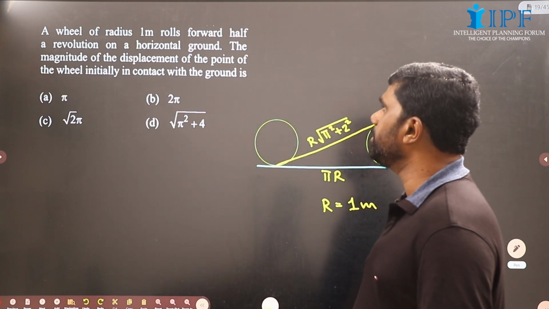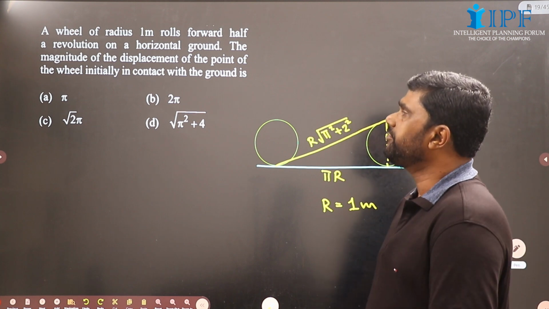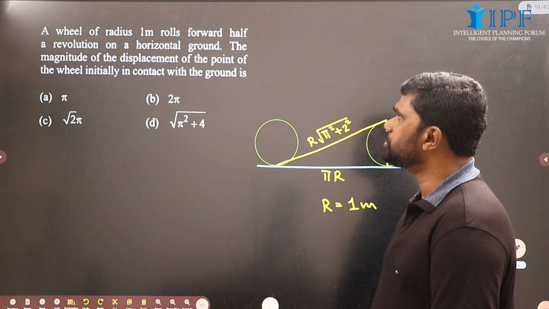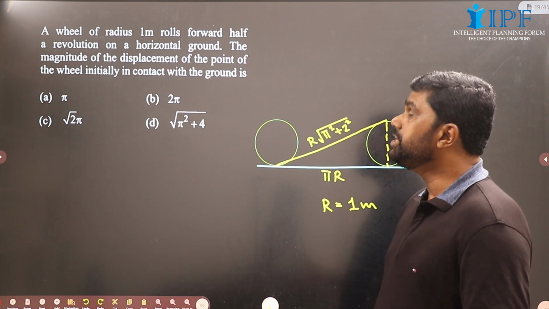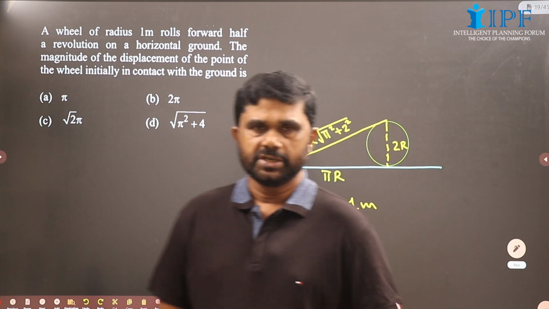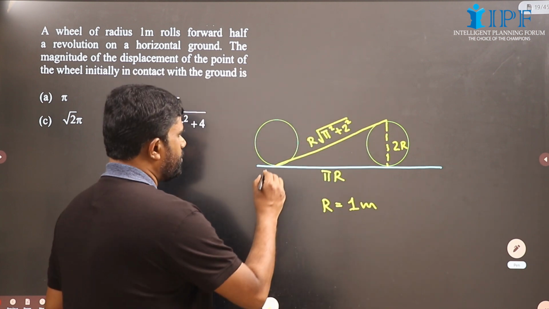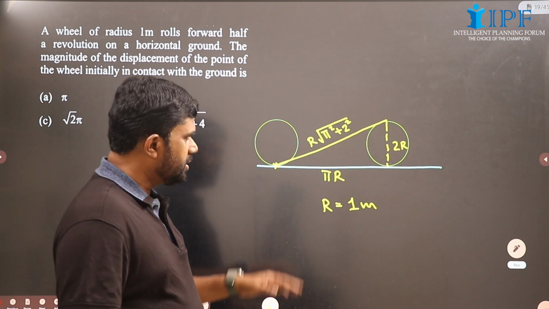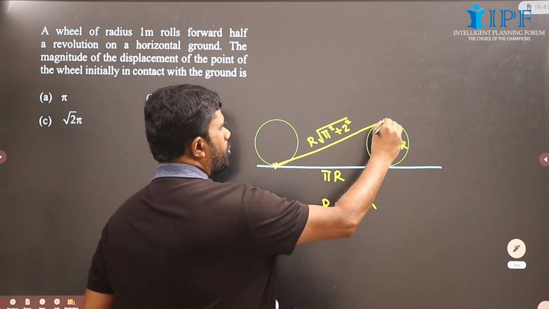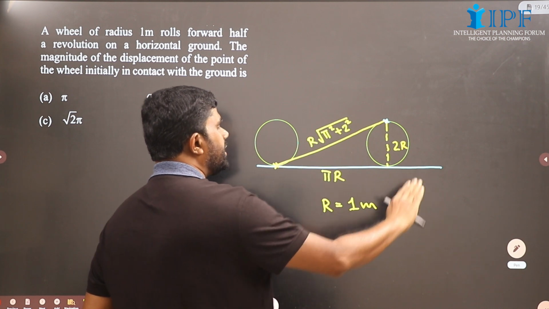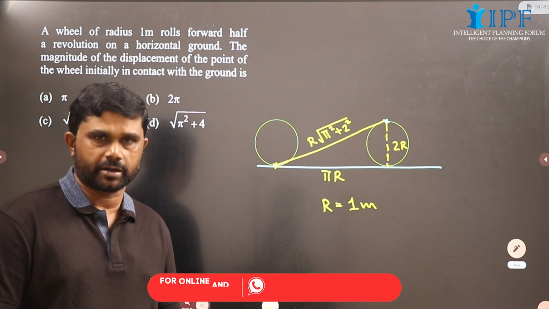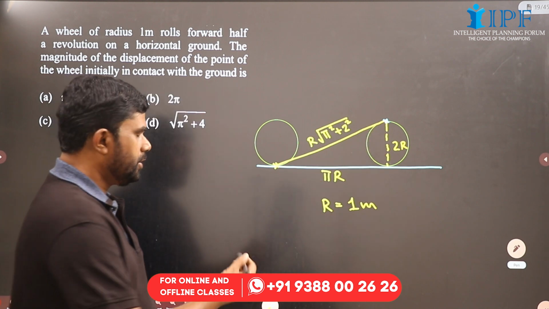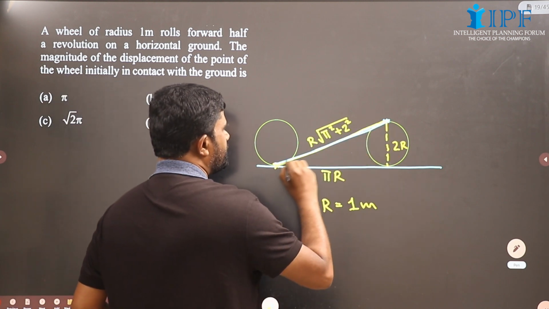A wheel of radius 1 meter rolls forward half a revolution on a horizontal ground. The magnitude of the displacement of the point of the wheel initially in contact with the ground. See, initially this point is in contact with the ground. After half a revolution, this will be on the top, and it must have covered a horizontal displacement of pi r. So this is pi r and this is 2r diameter. Now see, this distance we have to find out.